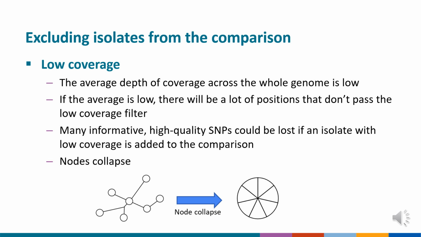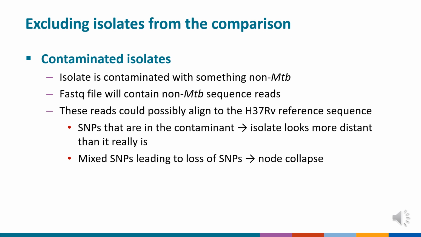When we exclude an isolate because it has low coverage, that means the average depth of coverage across the whole genome is low. If the average depth of coverage across the genome is low, there will be a lot of positions that don't pass the low coverage filter. That means many informative, high-quality SNPs could be lost if an isolate with low coverage is added to the comparison. And when you lose SNPs, you lose branches and the nodes collapse, making the isolates appear to be more closely related than they are.